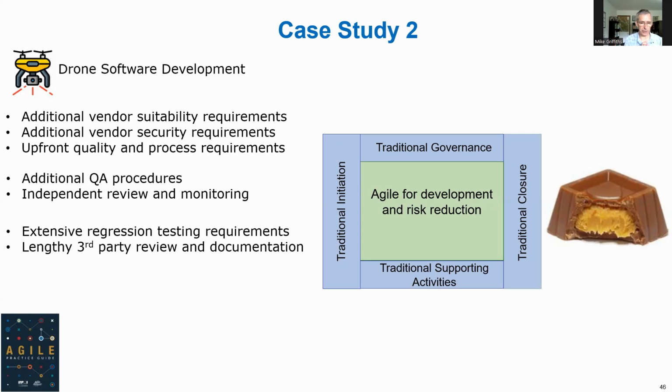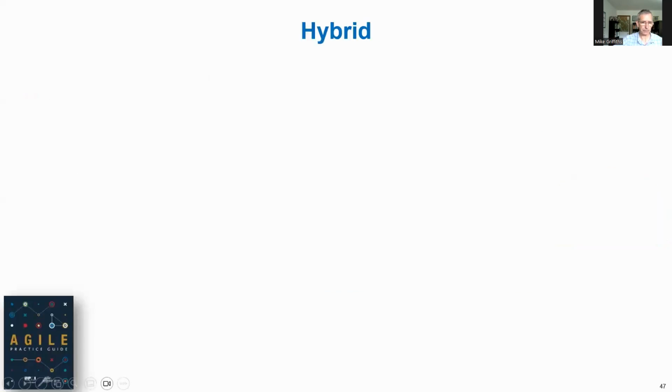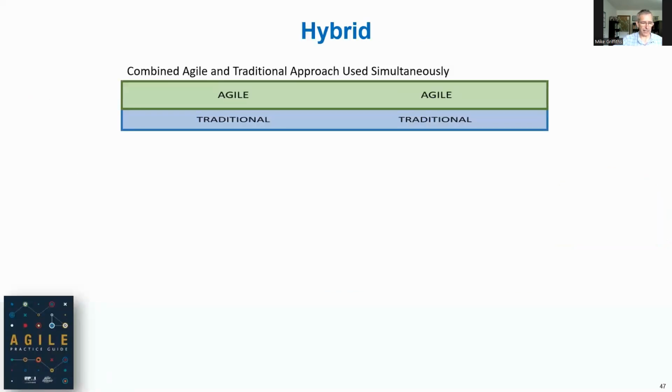And they still use it today. It seems to work pretty well for them. But there's lots of patterns for hybrids that don't really mean mixing or diluting the processes. So the Agile Practice Guide is a good go-to resource that talks about some of these common patterns, right?